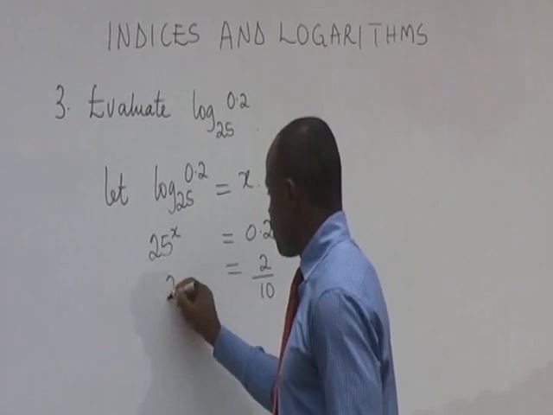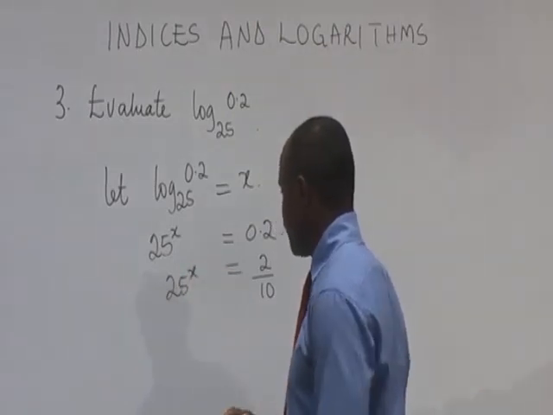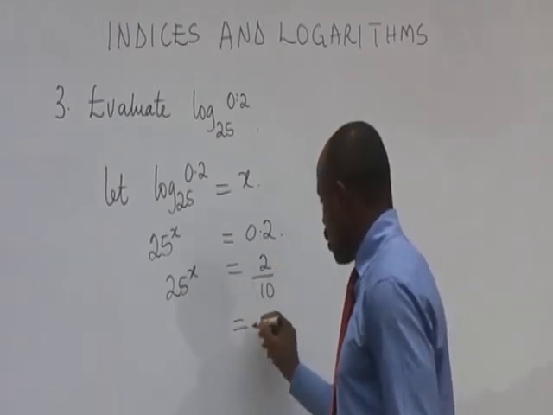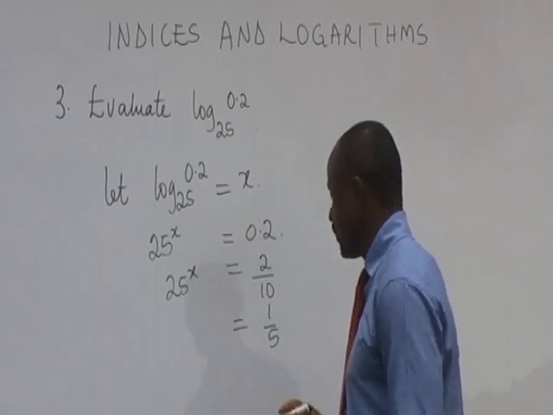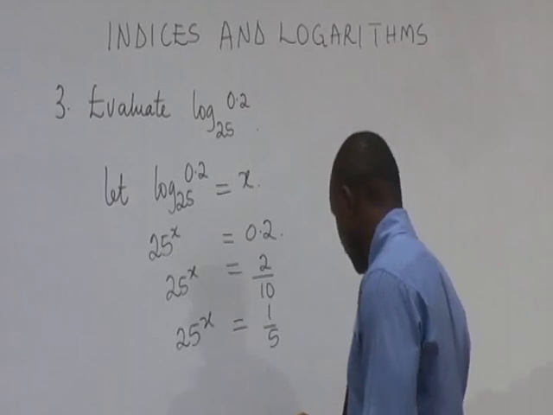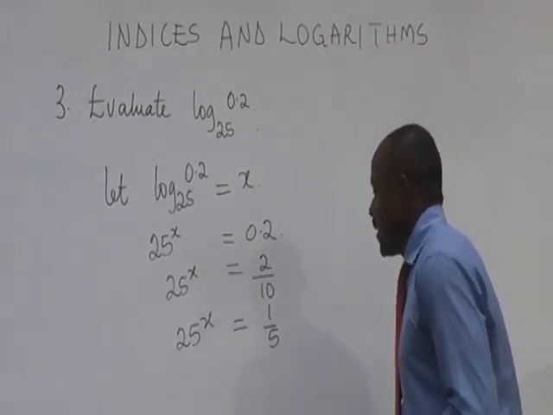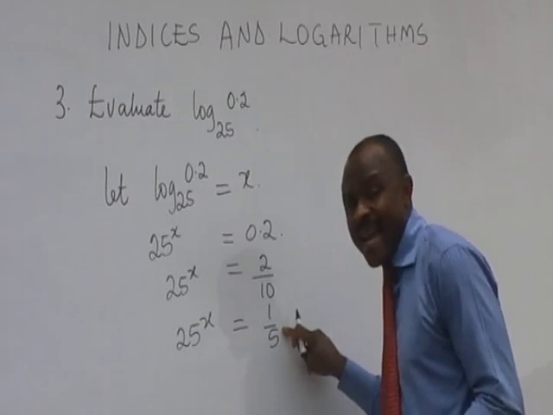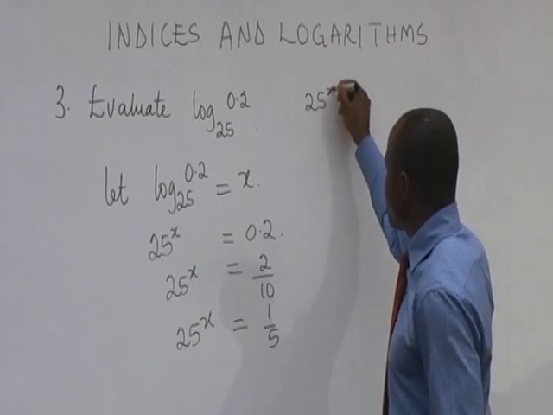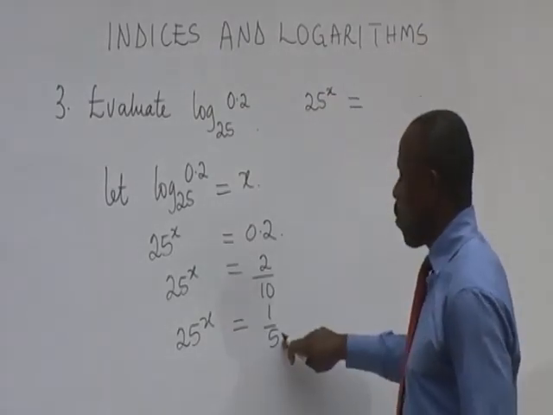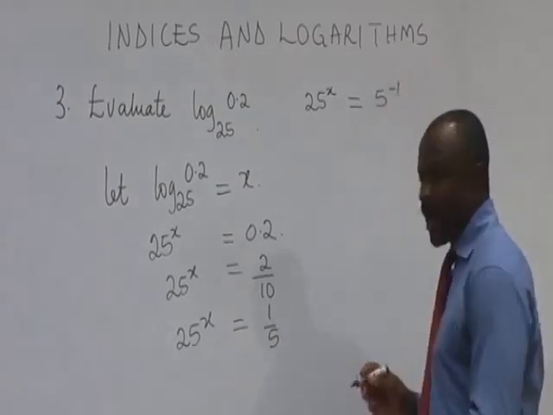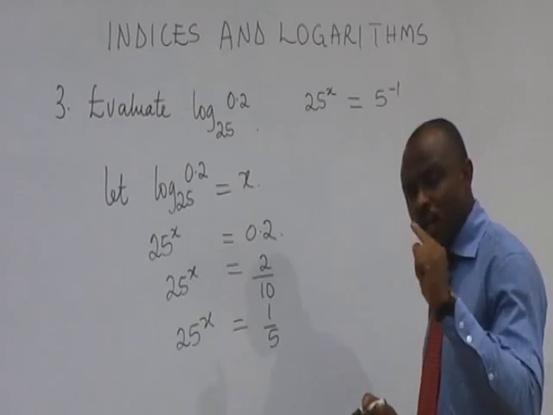In the left-hand side, you have 25 exponent x. Bring the right-hand side to its lowest term. You're going to have 1 all over 5. Now, change this to an index form. On the left-hand side, 25 exponent x is equal to 1 over 5, which in index form means 5 exponent minus 1. That is obeying the fourth law of indices.